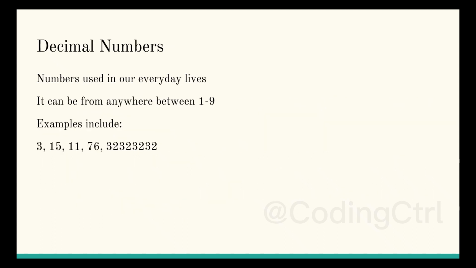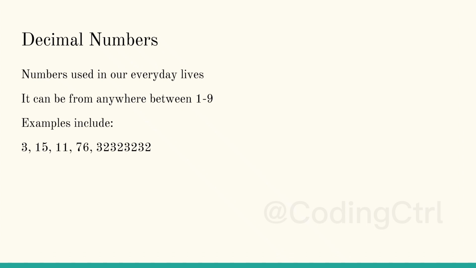Now I'm going to be talking about decimal numbers. These are numbers used in our everyday lives, and they can be anywhere between 0 to 9. Some examples include 3, 15, 11, 76, and so on.